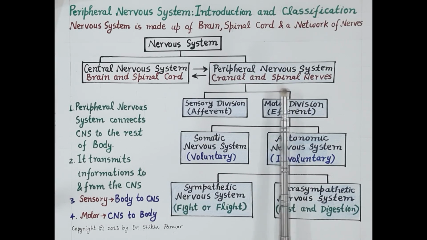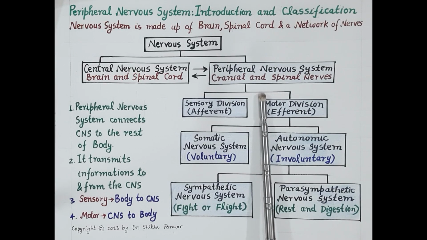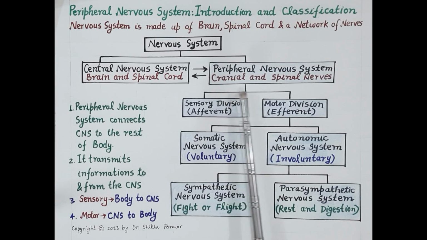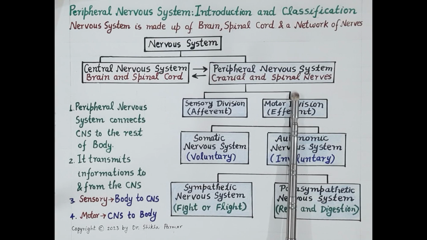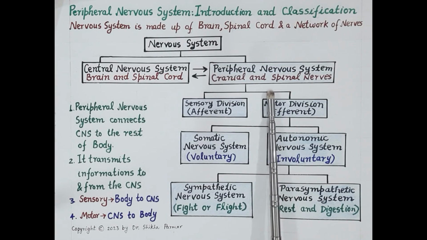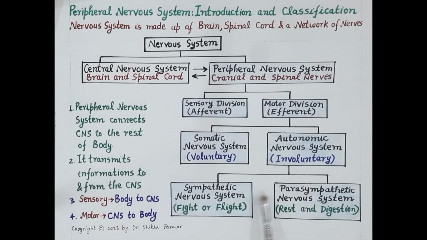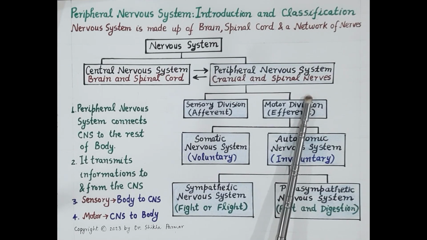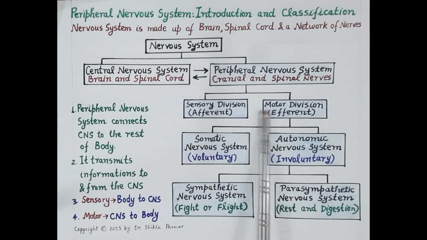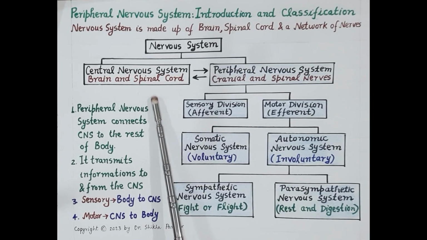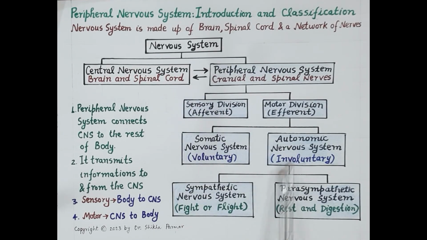So peripheral nervous system is the part of nervous system that is made up of cranial and spinal nerves, and peripheral nervous system connects central nervous system to each and every part of the body. Now here we should know that the function of a nerve is to transmit information in our body. It transmits information from the body to the CNS and from the CNS to the body.